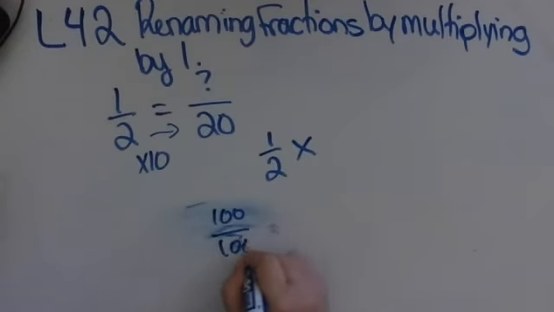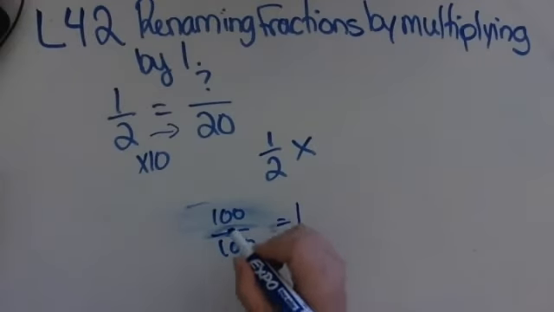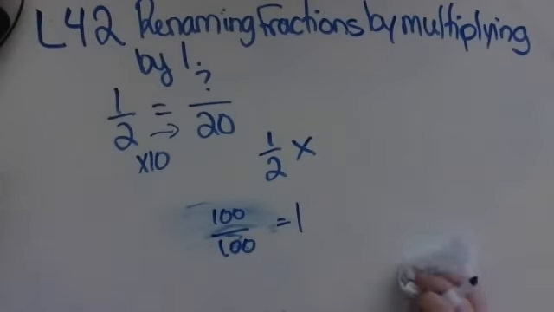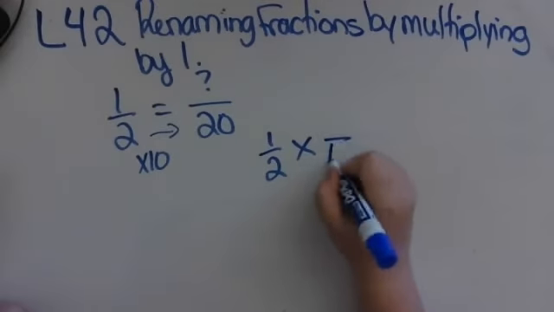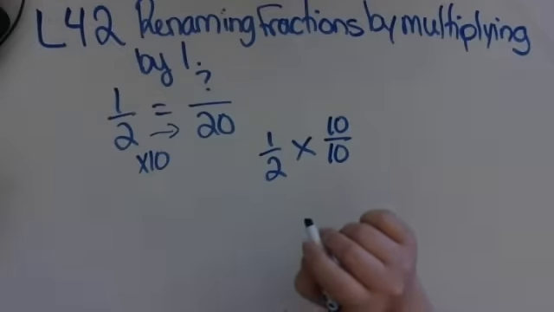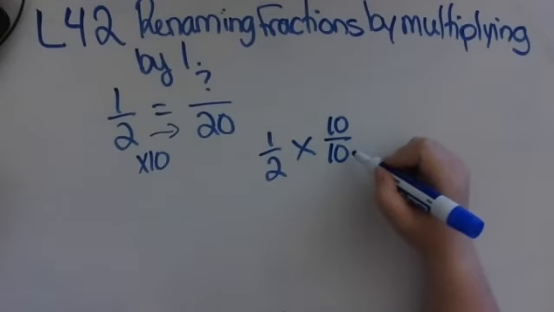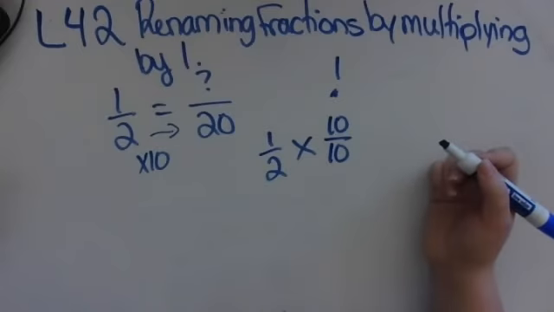100 over 100 equals 1 because you have 100 pieces of something and 100 pieces of those pieces are shaded in. So if I had to times 2 by 10, my fraction is 10 over 10, because whatever I do to the top, I have to do to the bottom. And 10 over 10 is 1, okay? 10 over 10 is equal to 1.